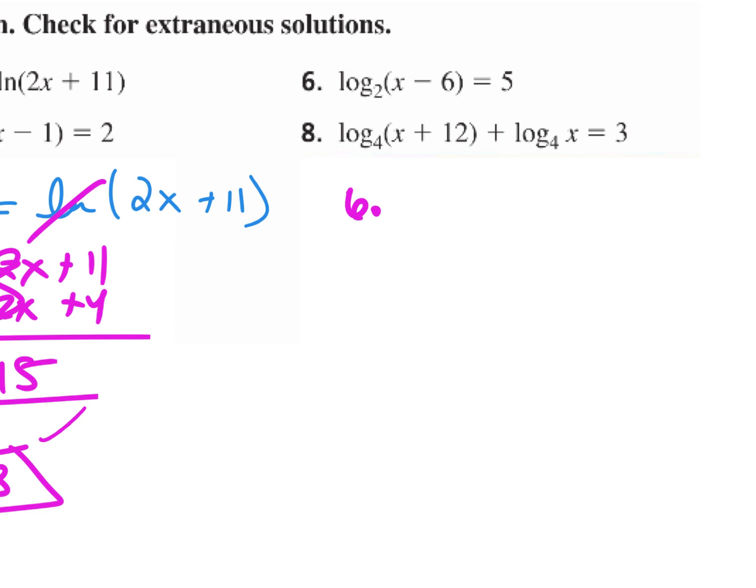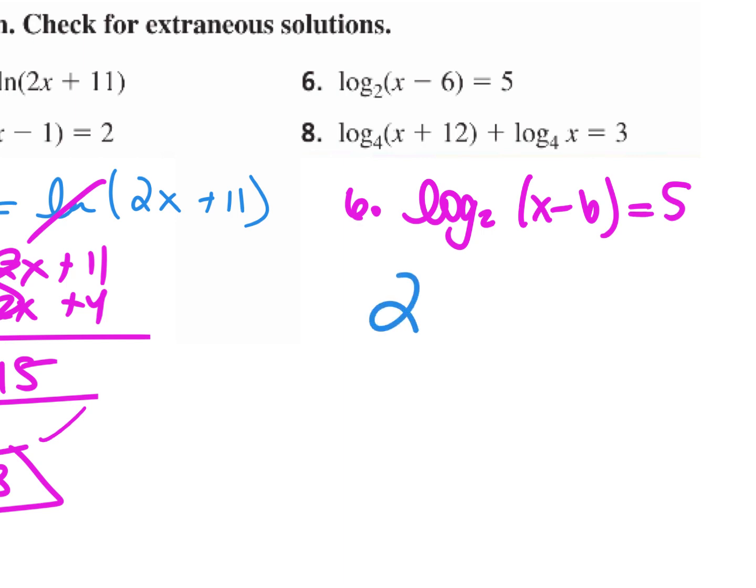Let's do number 6. Log base 2 of x minus 6 equals 5. Okay. I got a log on the left. I don't on the right. So I got to get rid of that log. How do I undo logs? Exponentials. So I got to turn this into an exponential. But what is my big base going to be? Good. So I'm going to write a big 2.